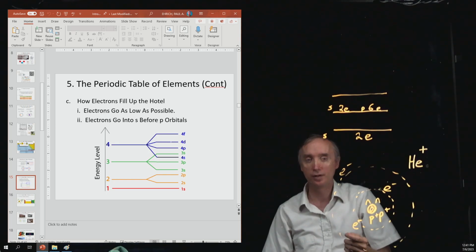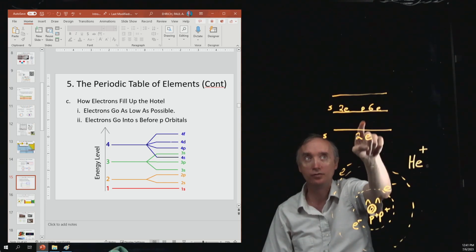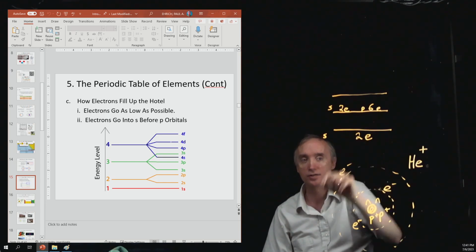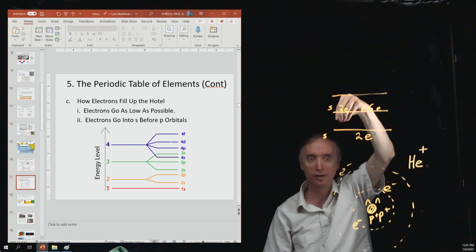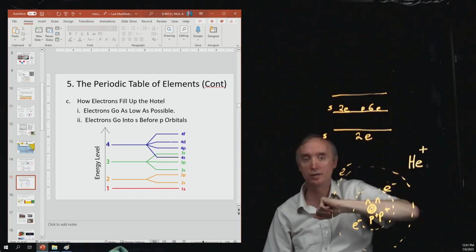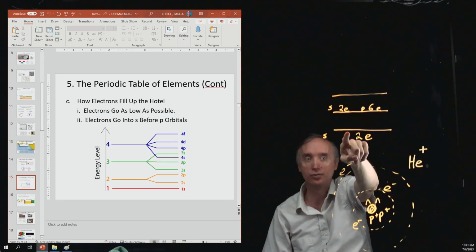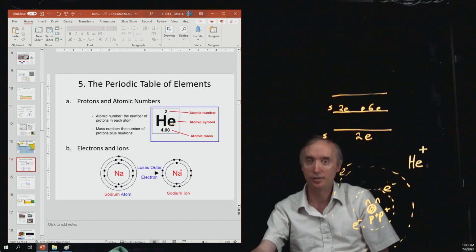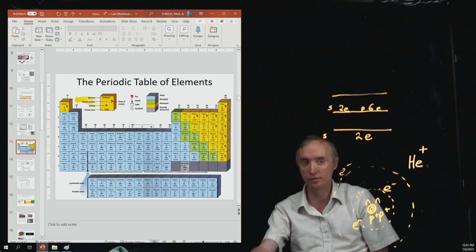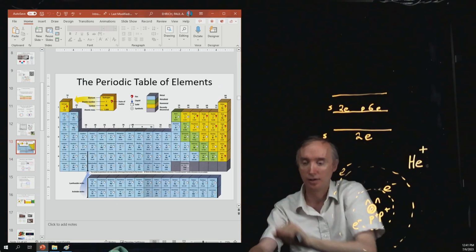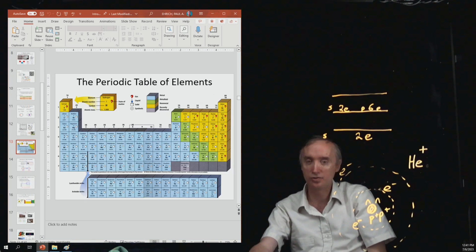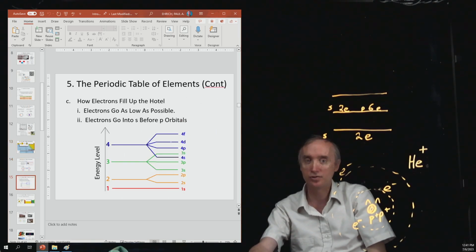The other rule that we're going to have is they prefer to go into the s orbital, the one that holds the 2, before they go into the p. So let's try it. We're going to take 1 electron, we're going to drop it in. Where does it go? It goes down to the bottom floor to live. So that is going to be hydrogen in the first column. Okay, then we're going to take 2 electrons and drop them in there.